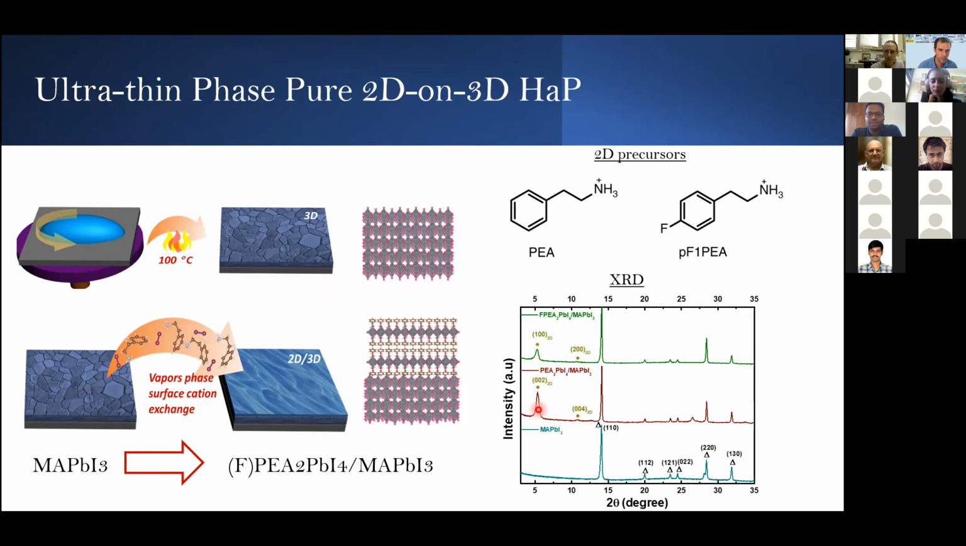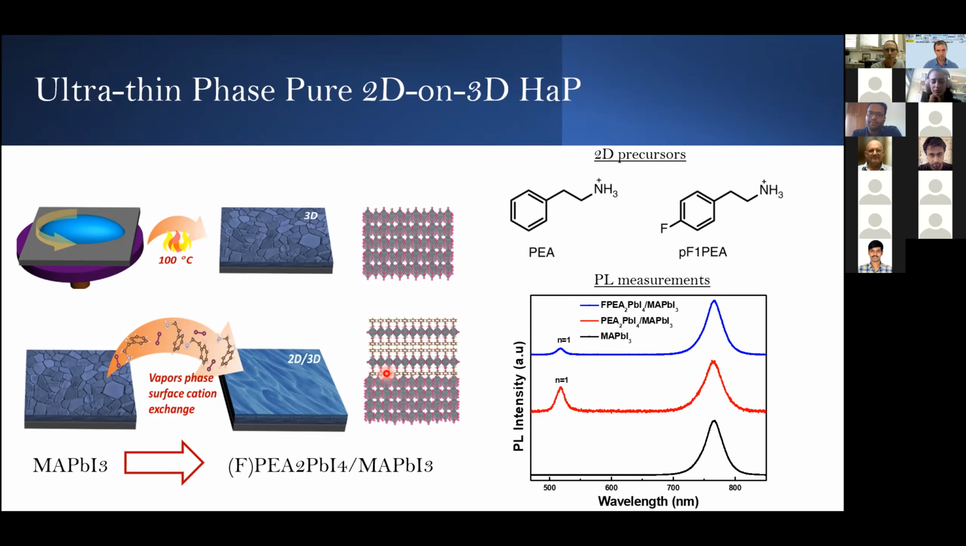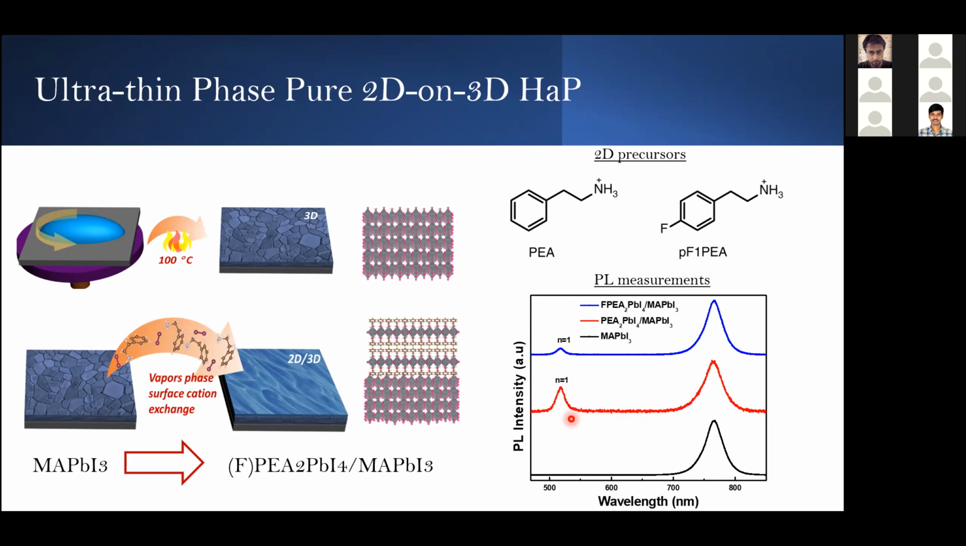Our XRD does show that we have a different crystallographic phase, characterized by a peak at a lower diffraction angle, which is related to the higher d-spacing of the new 2-dimensional perovskite that we have made. Similarly, the PL measurements have shown that in addition to the 760 nanometer peak, which corresponds to the 3D emission, we have a new emission at around 520 nanometers, which comes from the 2-dimensional perovskite that we made by our process. And there are no other emission peaks, which shows that we have a pure phase of 2D and a pure phase of 3D material.